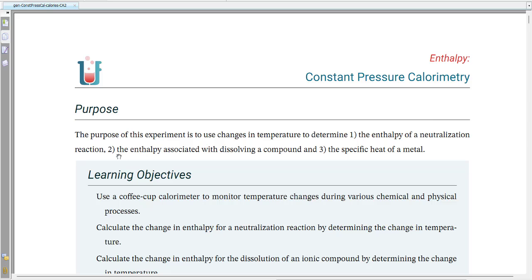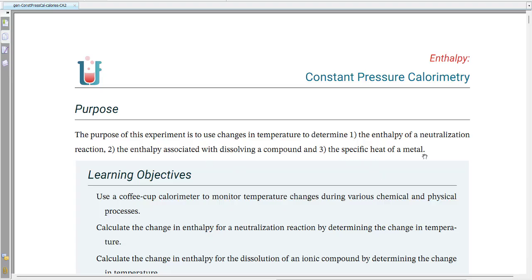The second one here is the enthalpy associated with dissolving a compound. So when salts dissolve in water, if they absorb energy, that would feel cold to us, an endothermic reaction. Those are useful in things like instant cold packs you might find in a first aid kit. If they release energy, an exothermic reaction, as they dissolve, then that would feel warm. So again, the idea of a first aid or maybe a hiking hand warmer or something like that.